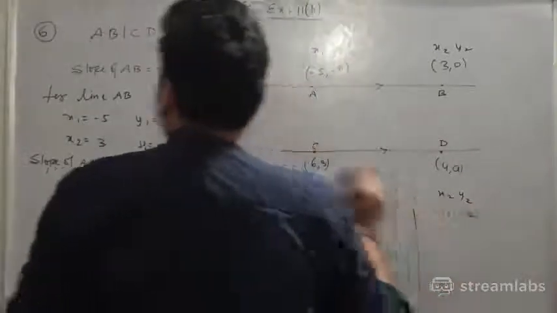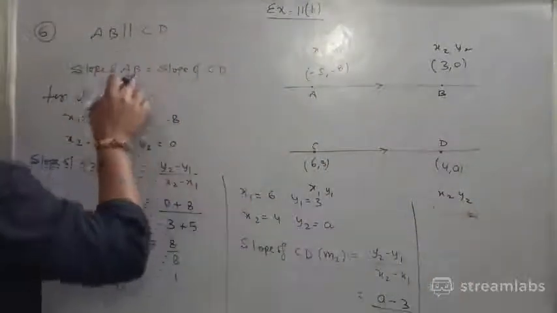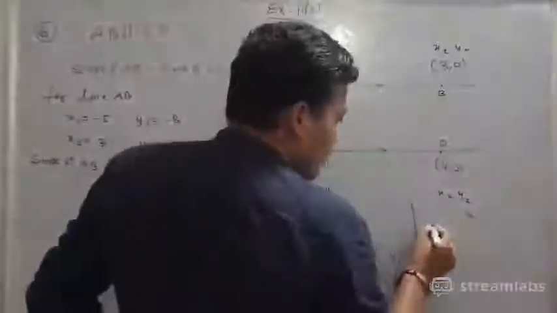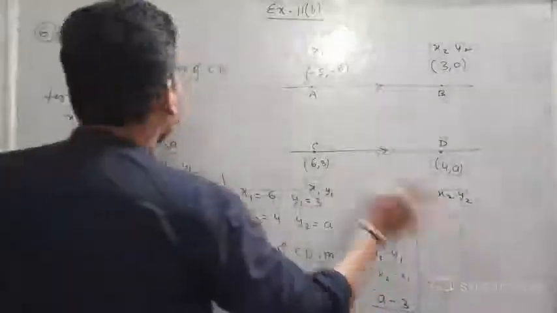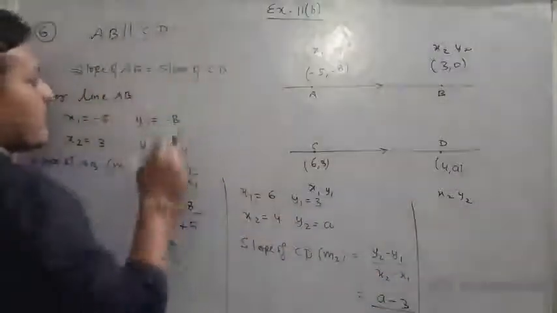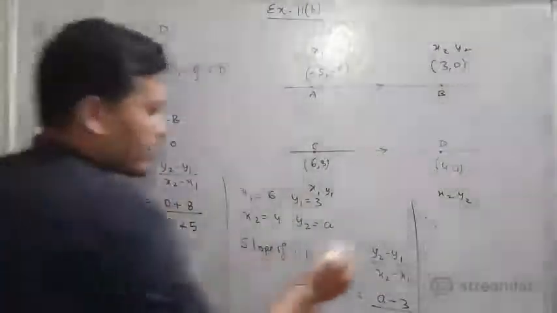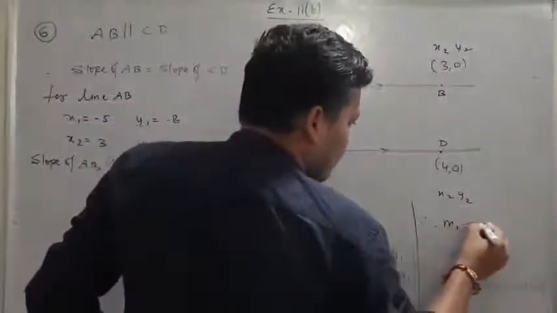AB is parallel to CD, I have written this at the start, yes, here at the start. What will the slopes of both be? So therefore write this line, AB is parallel to CD, so slope of AB is equal to slope of CD. Therefore m1 is equal to m2.